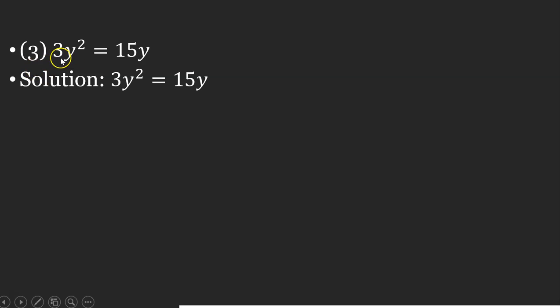Here 3y square is equals to 15y. आता यामध्ये काय की क्वाड्रॅटिक इक्वेशन मध्ये y स्क्वेअरचा टर्म आहे. यस, इट इज अ क्वाड्रॅटिक इक्वेशन, पण कॉन्स्टंट टर्म आहे का याच्यामध्ये? नाहीये. नो प्रॉब्लेम. आता आपण काय करणार? 3y square minus 15y that's equals to 0.